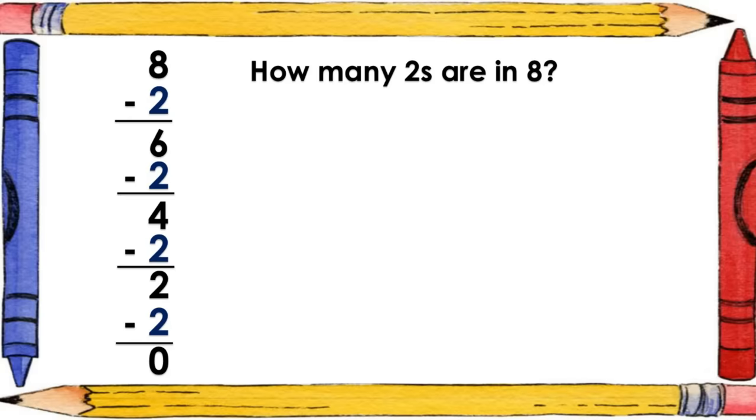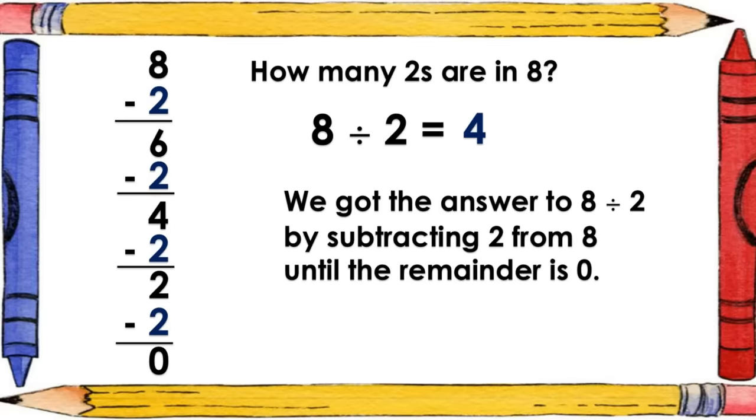Correct! There are 4 2s. 8 divided by 2 equals 4. There are 4 2s. We got the answer to 8 divided by 2 by subtracting 2 from 8 until the remainder is 0.